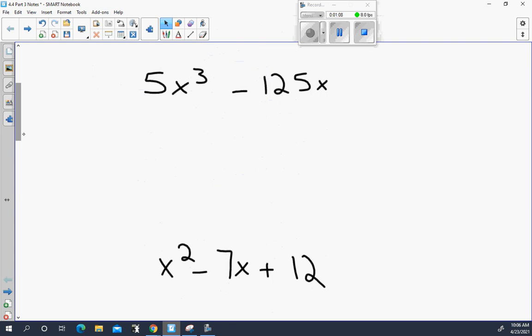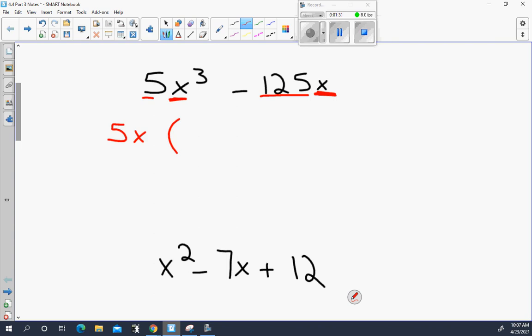And now this one. What can I take out? Again, I always start with the number. Can I take a 5 out of both of these? Yes, I can. 125 and 5 are both divisible by 5. And then can I take out any x's? I can at least take one out. They both have at least one x. There's 1. This one has 3, so we can take out a 5x.